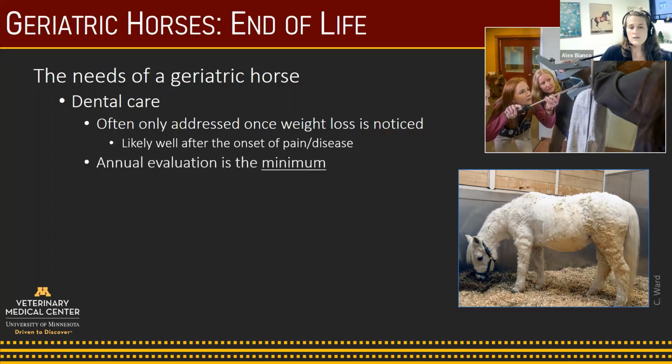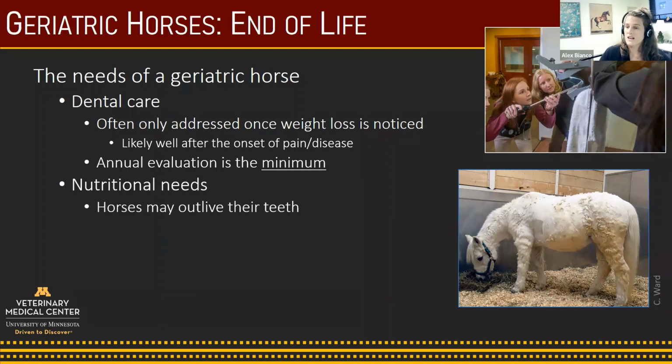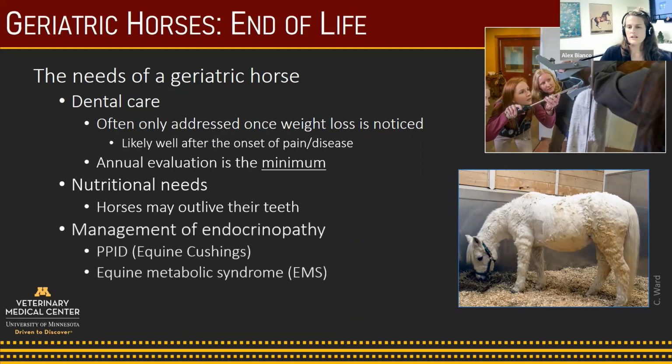Annual evaluations for geriatric horses is the minimum. Most horses who are 20 plus should get every 6 month oral exams and teeth addressed in most cases. Nutritional needs must be met. So many horses we know will outlive their teeth. So where they're living long, we have special diets just for horses without teeth, but it's something to consider as well. And then management of endocrine disease.